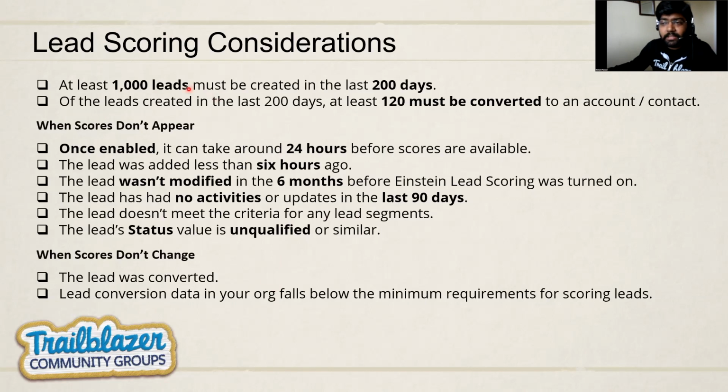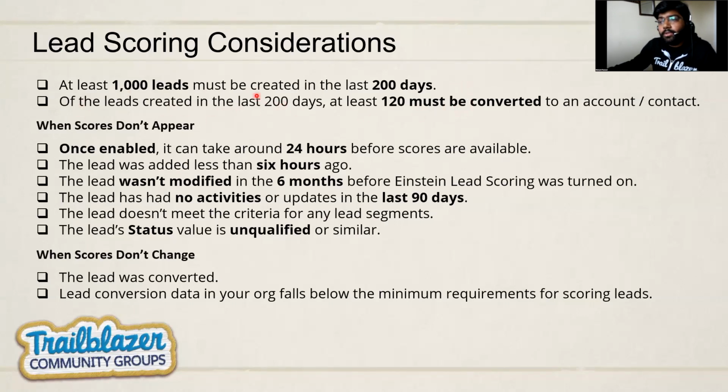So first consideration, in your system you should have enough data for the system to give you the scores. You should have at least 1000 leads in your system which were created in the last 200 days. This is the minimum data qualification for Einstein to work and predict for the new leads. And out of these 1000 created in the last 200 days, at least 120 should be converted, so that it can learn that out of these 1000, these 120 got converted. Now for the new ones, what is the probability that they will get converted or not? This kind of information should be there in your system.